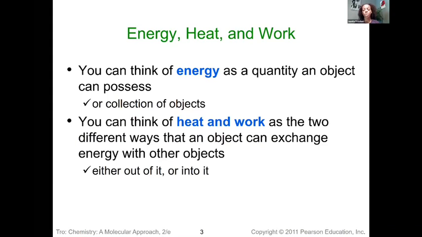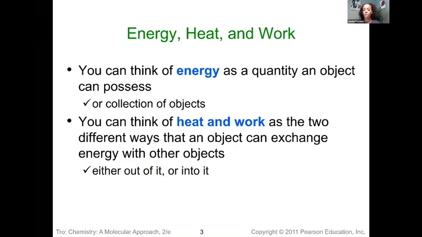As we're going through this chapter, I want you to think about energy as an object or a quantity that you can possess. Think of it kind of like money. We all try to possess money. We all exchange money daily, whether we're being paid, so money's coming into our bank account, or we're paying it out, money's leaving our bank account. There's always this exchange that's happening around us. So think of energy as a quantity of an object that you can possess.